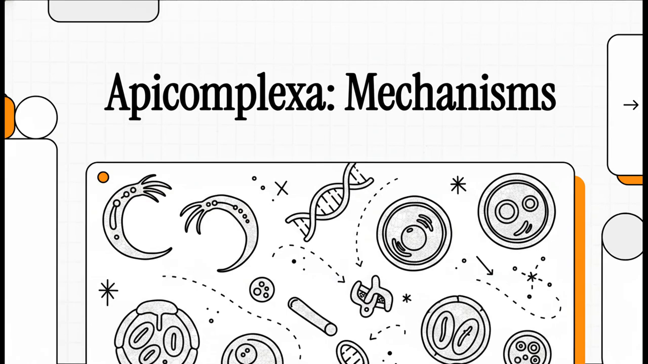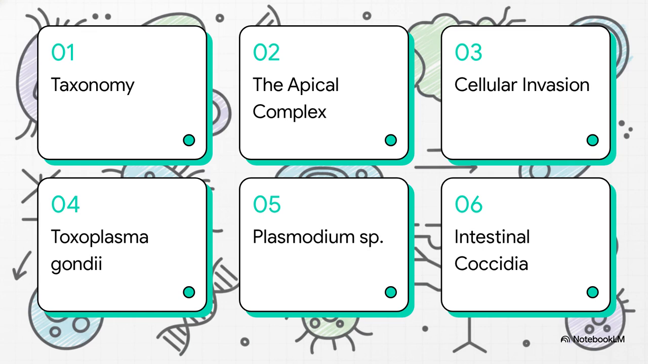We are jumping straight into the microscopic warfare of the phylum Apicomplexa today. We're going to break down the exact molecular tactics and structural mechanisms that Toxoplasma, Plasmodium, and intestinal coccidia use to completely hijack our cells.